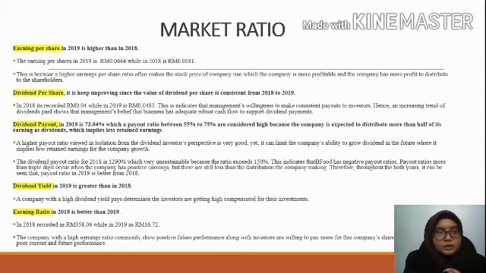The dividend yield in 2019 is greater than in 2018. A company with a high dividend yield means the investors are highly compensated for their investment. For the price to earnings ratio, 2018 is better than 2019. In 2018 it was recorded as RM 358.06, while in 2019 it was RM 60.72. A company with a high price to earnings ratio commonly shows positive future performance.